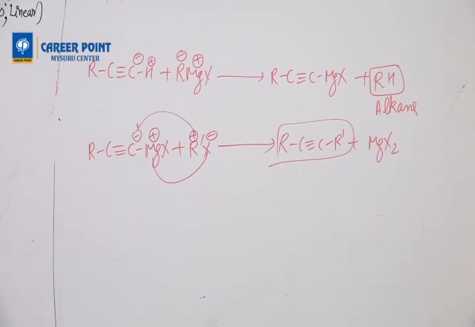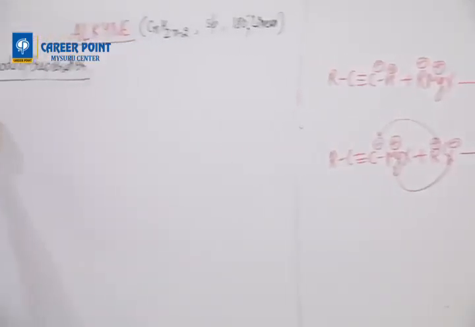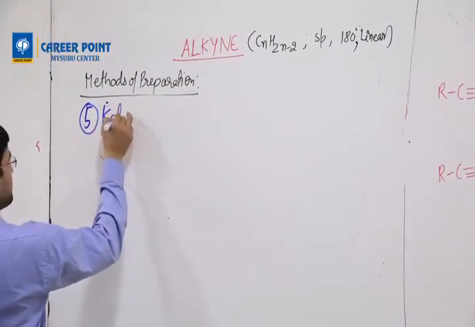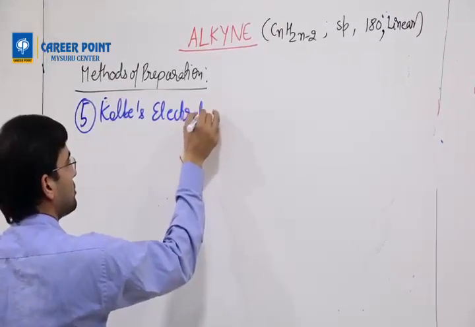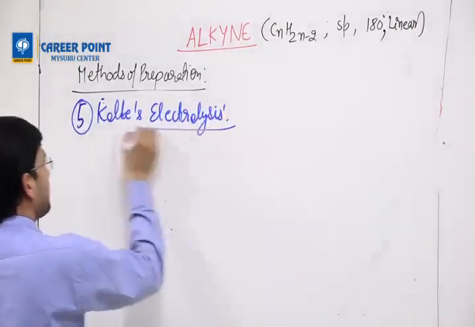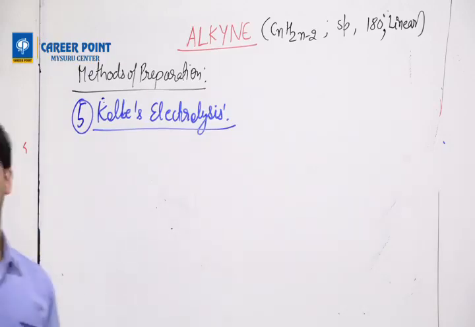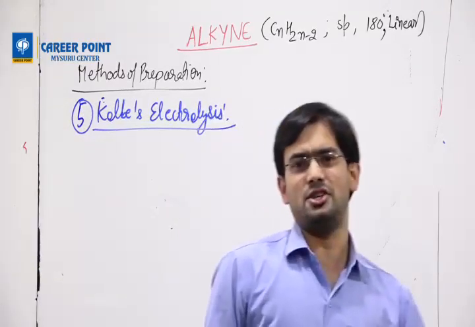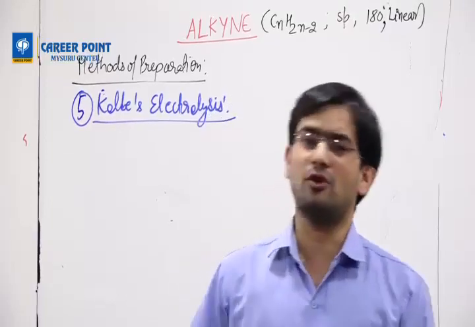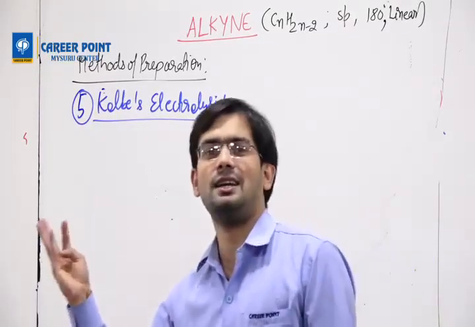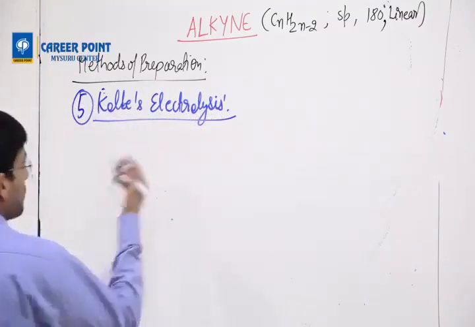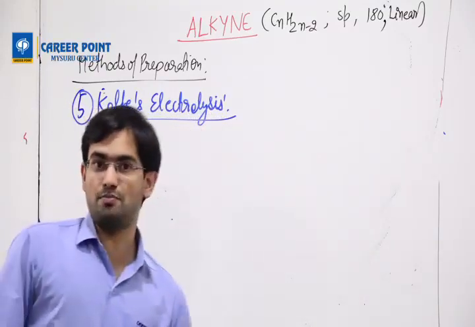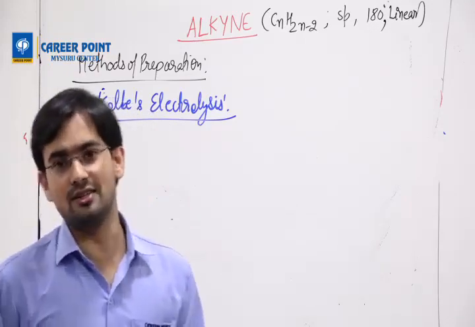Okay, then after this, the last one, I think the fifth one, is Kolbe electrolysis. If you remember Kolbe electrolysis, I taught you 2 times. This is the 3rd time I am teaching. It means from Kolbe electrolysis I can make alkane, alkene and alkyne, right? Yes. So now, what is the difference in here? If the process name is same, the reactant is not same.